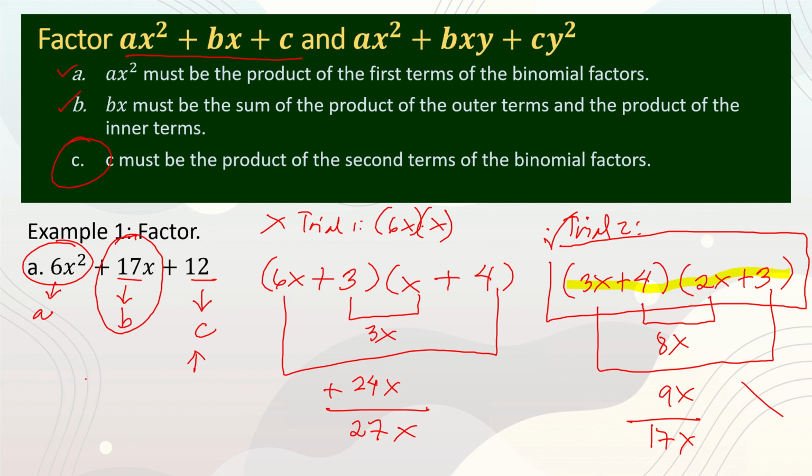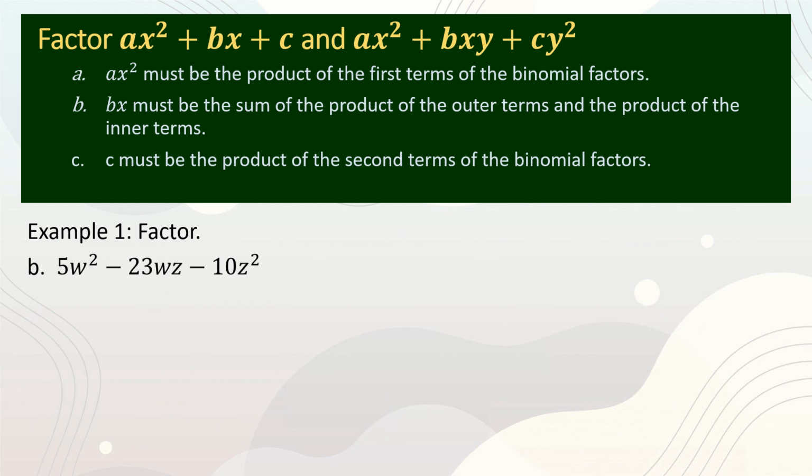Let's try another one. So we have here 5w squared minus 23wz minus 10z squared. So yun pa rin, no? Trial and error pa rin tayo. So ito yung ax squared natin. So let's say our trial 1, we figure out of a factor of 5w squared. Wala namang iba, so it's just 5 times 1. So mas madali siya compared sa kanina. So that would be 5w times w.